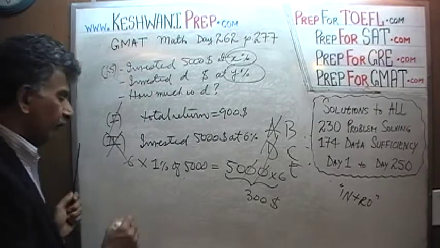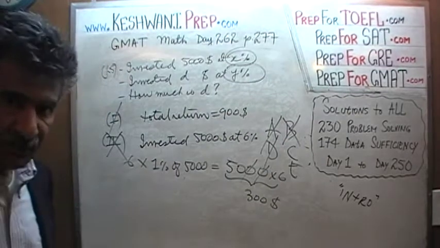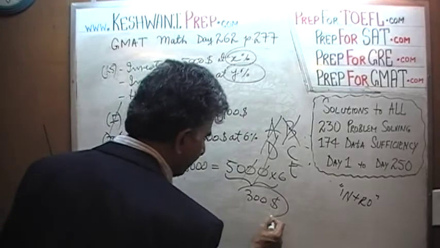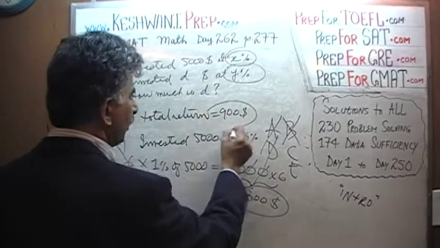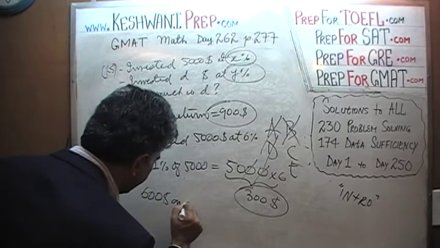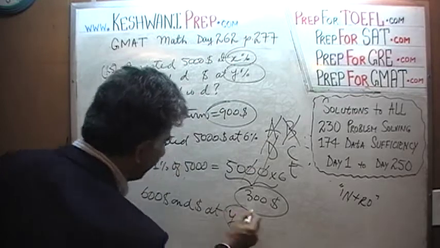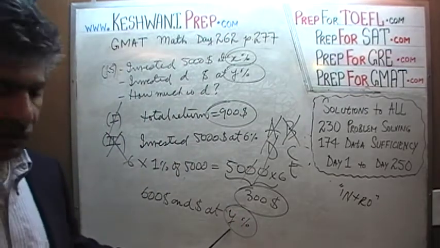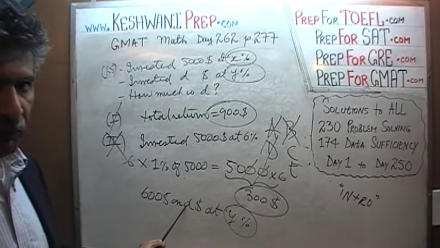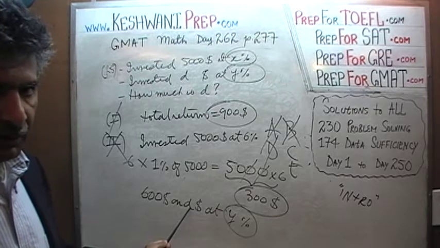The answer cannot be B. When we put the two statements together, all we know at this point is that since we earned $300 a year, and since we know the total return is $900, we must have had $600 on D dollars at Y percent. Again, the problem is, without knowing the rate of return on the D dollars, we cannot figure out the amount of money that was invested in the second scenario, the D dollars.